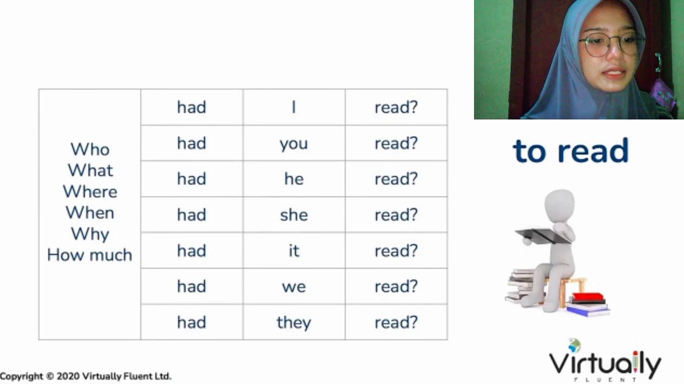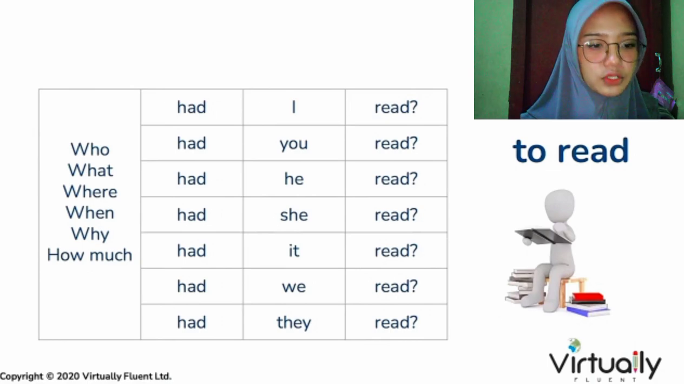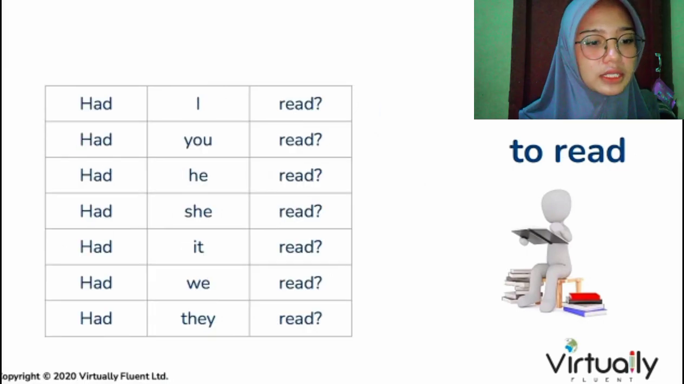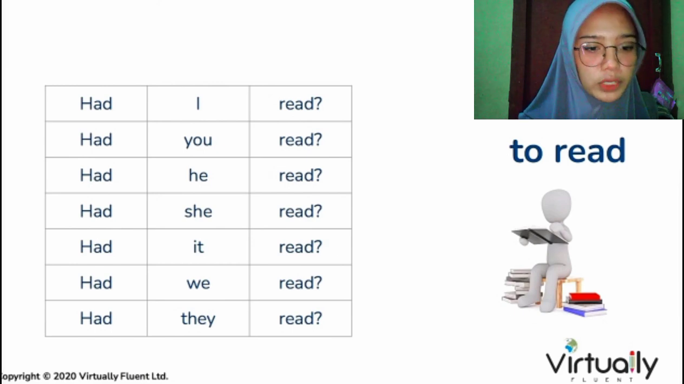Questions are nice and simple because all we do is flip the first verb, which is had, and our subject. And of course, we can insert a question word at the beginning too. What had you read? Why had he read? We don't always need a question word, so we can just ask a yes or no question. Had I read? Had he read?